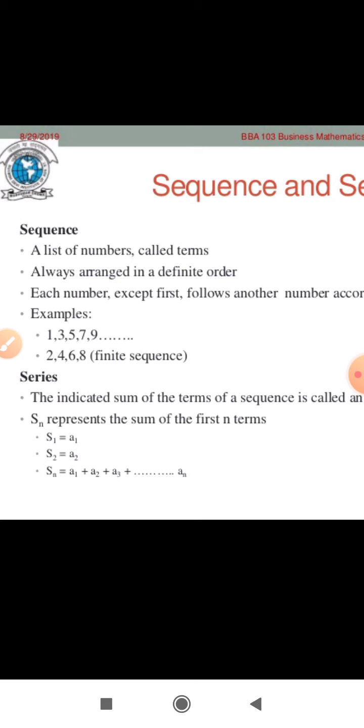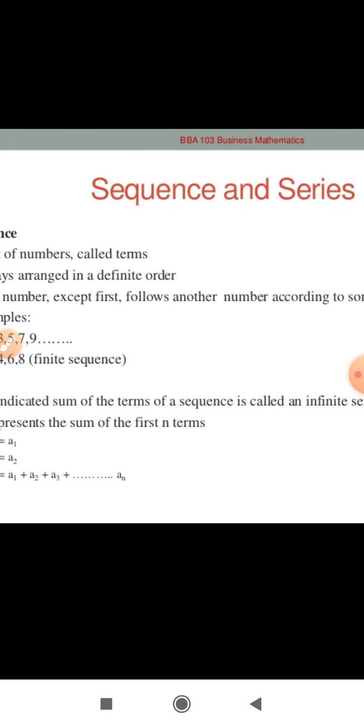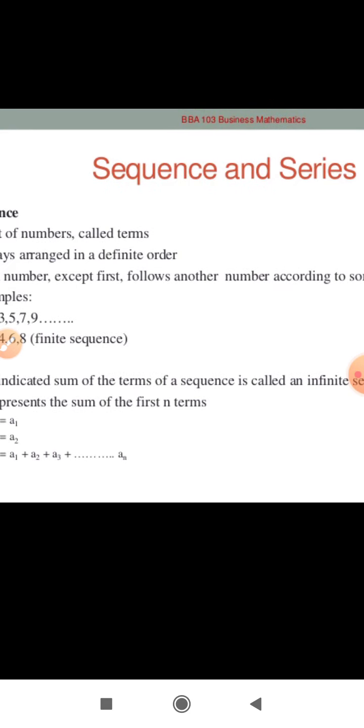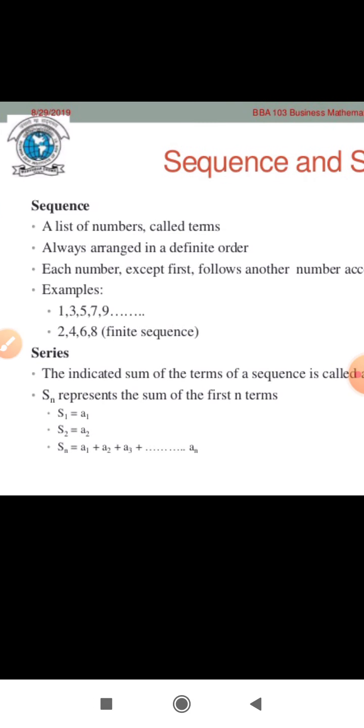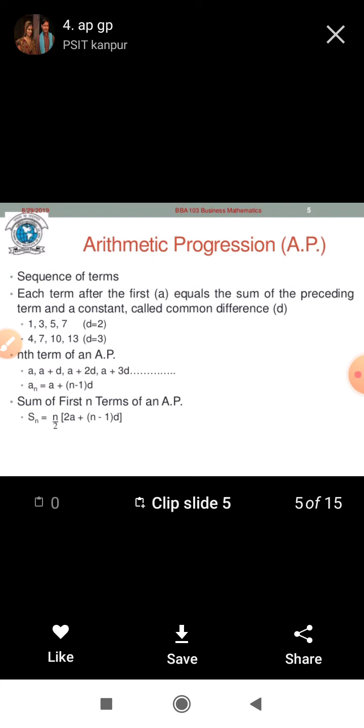Series: the indicated sum of the terms of a sequence is called an infinite series. Sn represents the sum of the first n terms. S1 is equal to A1, S2 is equal to A1 plus A2, and Sn is equal to A1 plus A2 and so on up to An. Now arithmetic progression. The definition of arithmetic progression is: a sequence of terms in which each term after the first equals the sum of the preceding term and a constant called the common difference D.